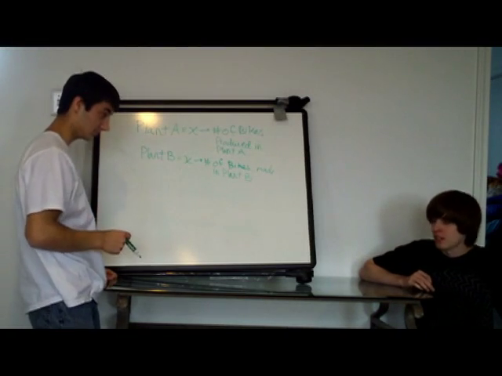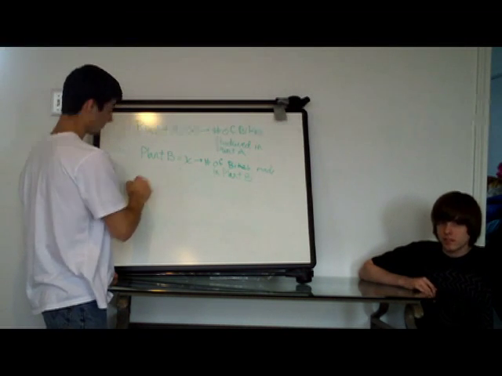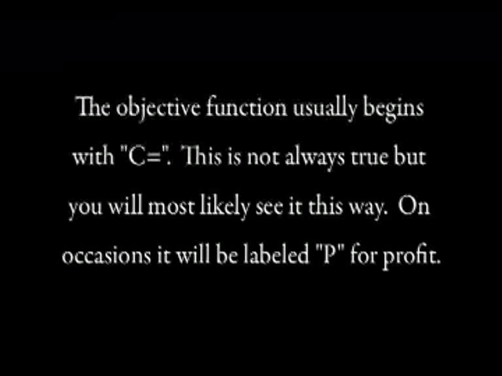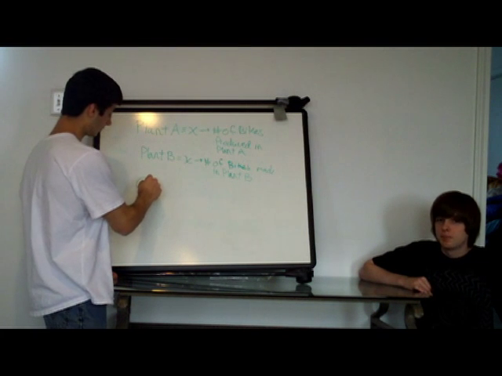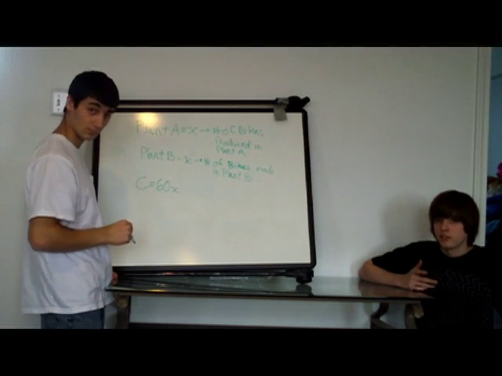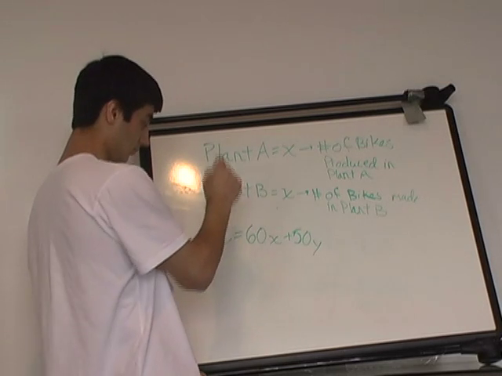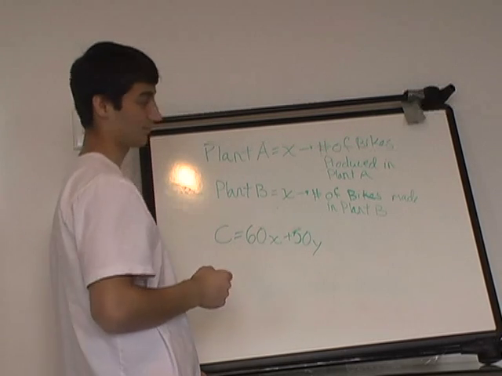Next, we have to find the objective function. The objective function is equal to C and deals with profit. Plant A earns $60 a bike, so that's 60x. Plant B earns $50 a bike, so that's 50y. Profit C equals 60x plus 50y.